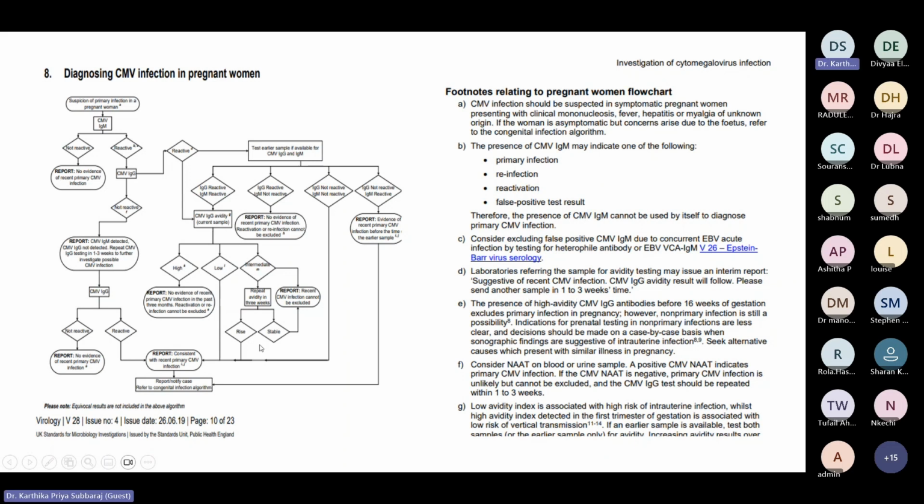What do you do after diagnosing it is CMV, avidity low kind of picture? What will you do after that? What are all the things you will do, and what are all the steps to follow? That will be given in these footnotes. So try reading the footnotes because it is very, very important, and most of the questions are based on this.